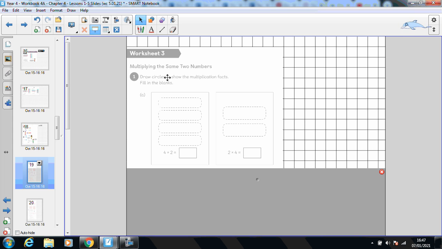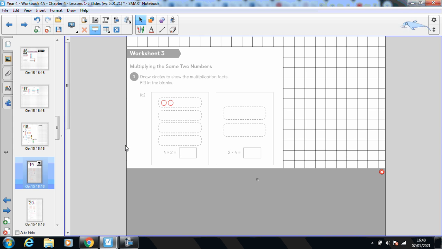Okay, it says draw circles to show the multiplication facts and fill in the blanks. So I thought we'd have a little look at this. Here's our multiplication fact: 4 times 2 equals. So I can see that we've got 1, 2, 3, 4 groups. And that means we're looking for 2 circles in each group to create this array. And then over here, we've got 2 groups, and how many circles are we going to need to complete this array? Pause the video now while you do that.